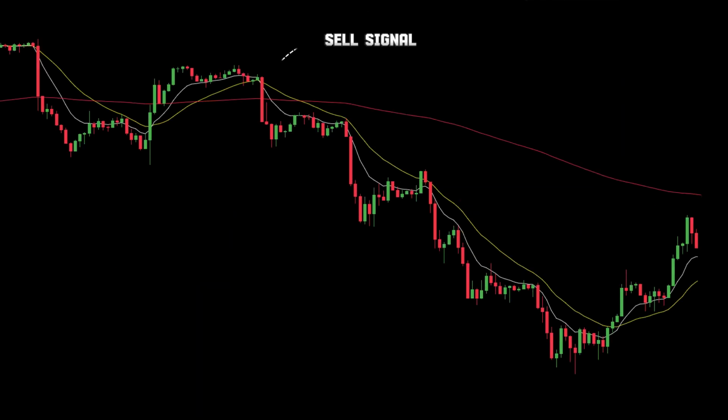Conversely, if the EMA 10 line crosses below the WMA line, and at the same time, the candlestick can close below the EMA 200, it is a valid sell signal.